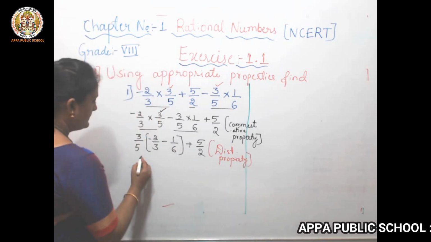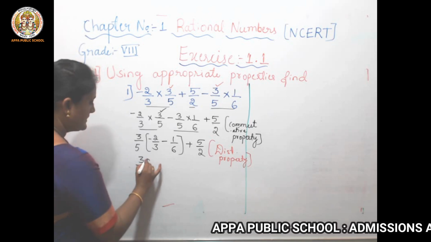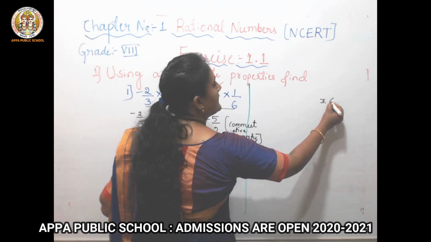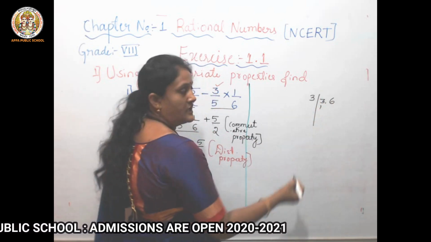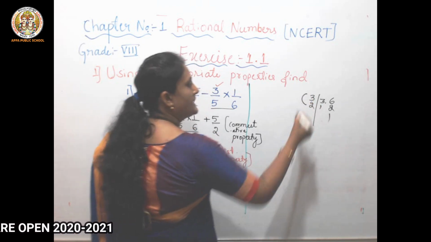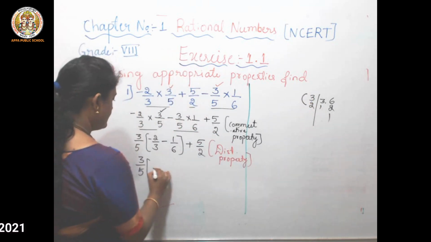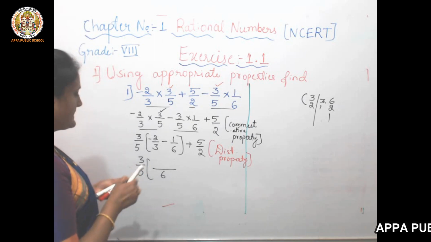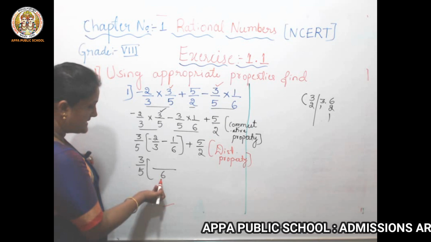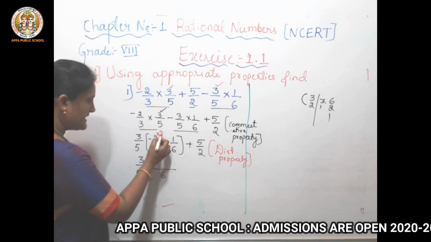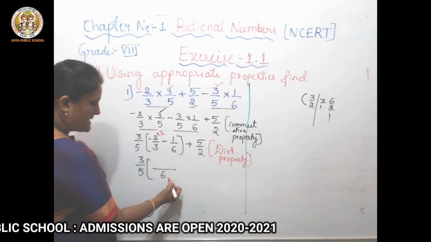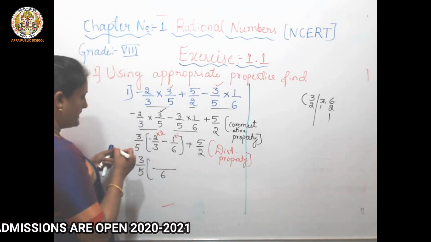That is 3 by 5 as it is. Next, 3 and 6 are different denominators. So let's take the LCM. 3 ones are 3, 3 twos are 6. Now 2 ones are 2, 3 twos are 6. 6 is the LCM. Isn't it? Now what's next? 3 into how much do we have to multiply to get 6? That is 2. 3 twos are 6. That's why we have to multiply that 2 here. Similarly, 6 ones are 6. That's why we have to multiply that 1 here.